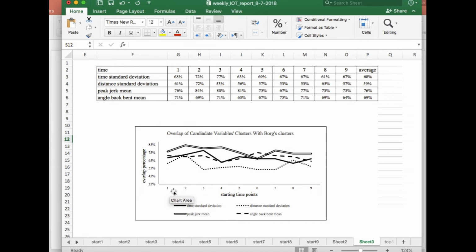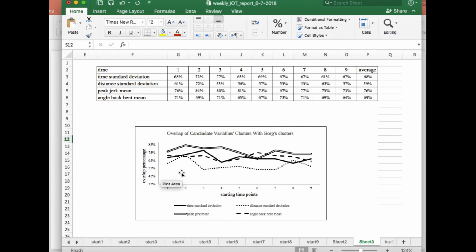So we had 9 different starting time points, and for each of them I picked the best 5 scenarios that had the highest overlap between Borg's and jerk. As you see here, we have a double line. It shows the overlap of jerk and Borg's rate in each starting time point scenario, and each data point here shows the average of the best 5 parameters.